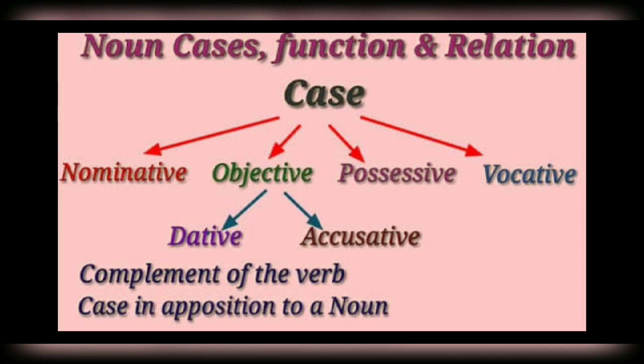The noun case. Noun cases tell us about the position of the noun in a sentence. There are 4 cases of noun: nominative, objective, possessive and vocative. Objective case is divided into 2 main parts: dative and accusative. Other functions of a noun in a sentence are: complement of the verb and case in apposition to a noun.